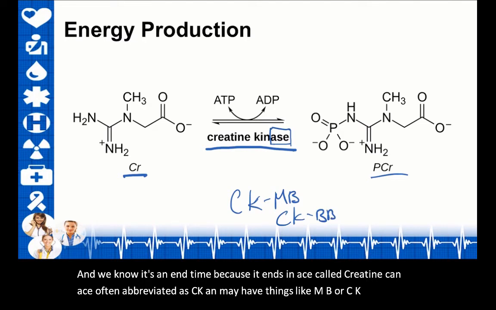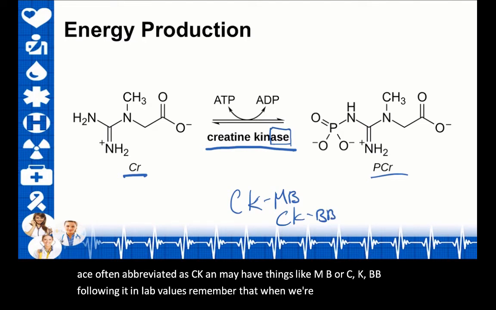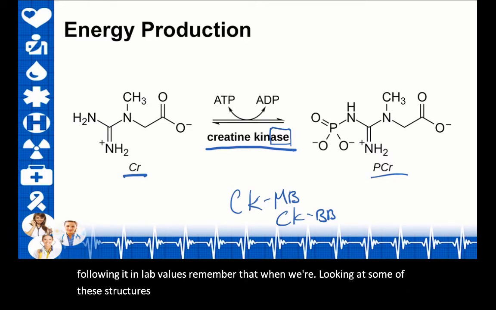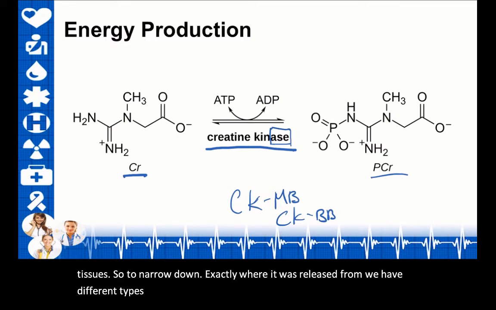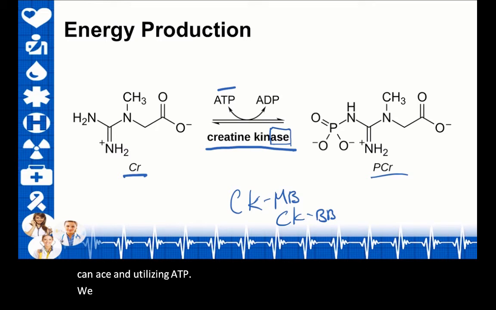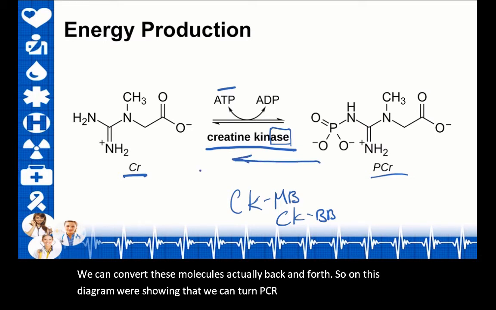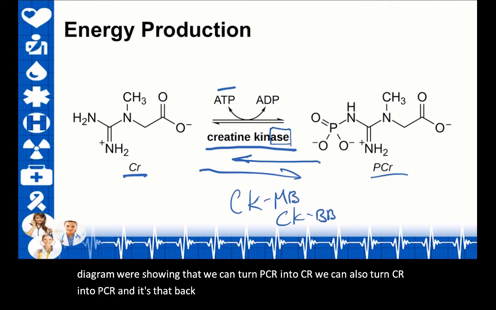Remember that when we're looking at some of these structures, creatine kinase is a good example, we find it in different tissues. So to narrow down exactly where it was released from, we have different types of tests. We'll get into that on a later date. So using creatine kinase and utilizing ATP, we can convert these molecules back and forth. On this diagram, we're showing that we can turn PCR into CR. We can also turn CR into PCR. And it's that back and forth that makes our phosphocreatine an energy reservoir.